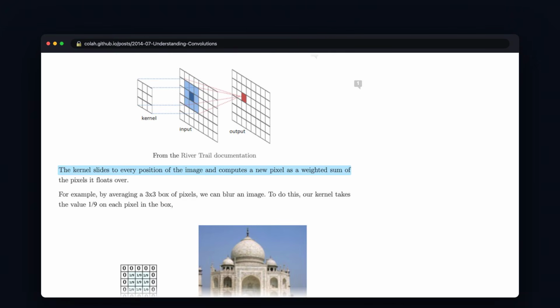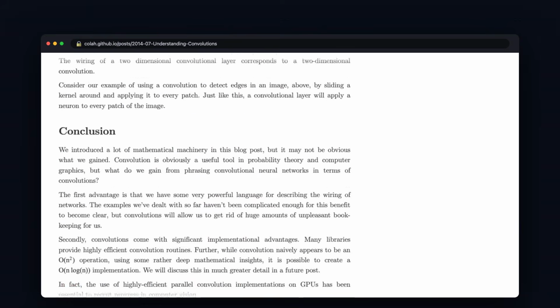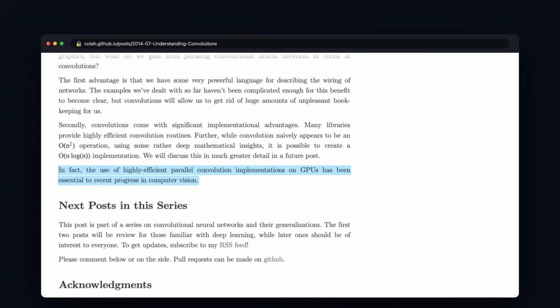How it works. The kernel slides to every position of the image and computes a new pixel. Finding edges. We can even detect edges by subtracting two adjacent pixels with a simple kernel. Why it matters. Fast parallel convolutions on GPUs have been essential to recent progress in computer vision.